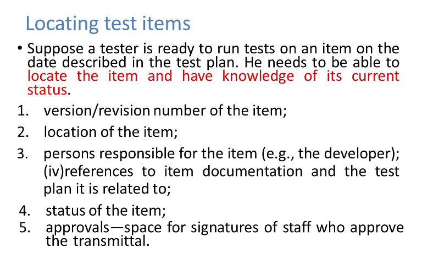For example, the developer, and references to item documentation and to the test plan related to it. Fourth, the status of the item, and fifth, approval: space for the signature of staff who approve the transmittal. So these details are required for locating the item to be tested in the test plan.